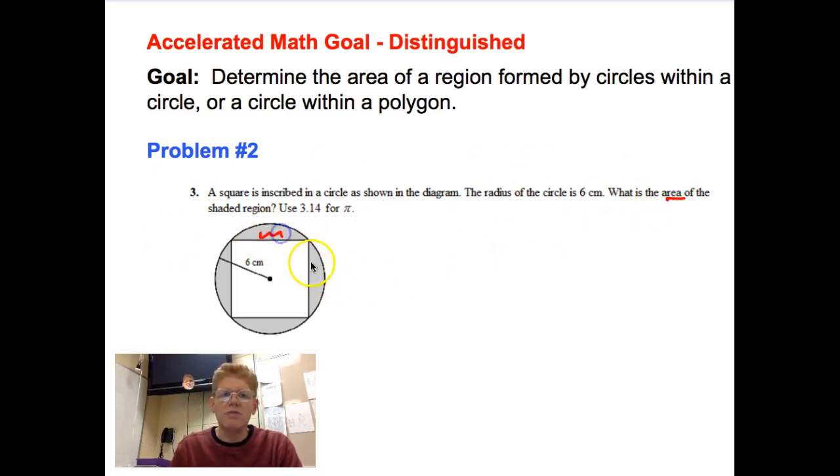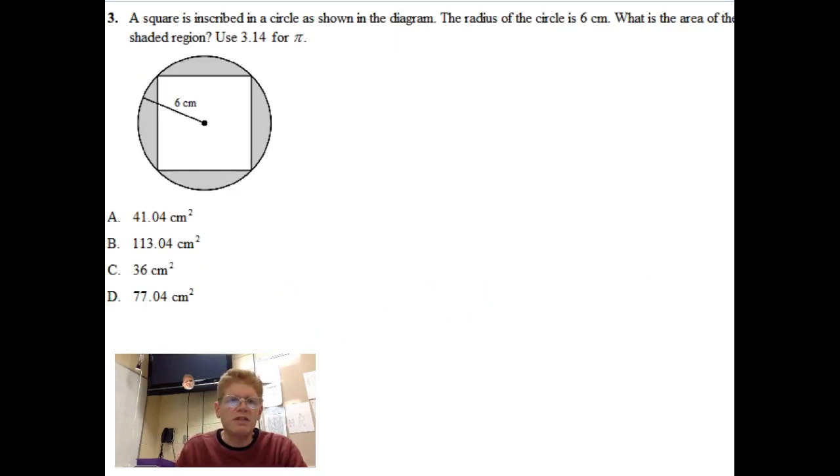So again, we're looking for the area of this outside portion. Let's figure out how to do that. The first thing we should do is take stock of what we have. We have a circle and we have a square. Now we know the formula for the area of a circle. The formula for the area of a circle is A equals pi times the radius squared. And we know that the radius is this distance from here to the outside, right?